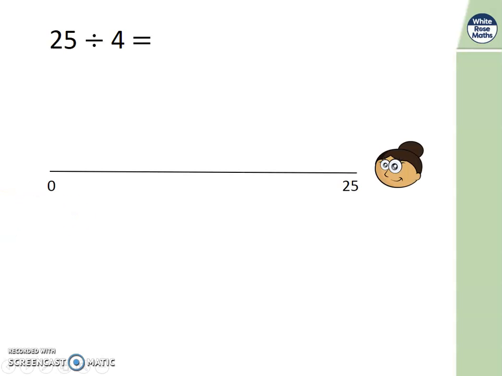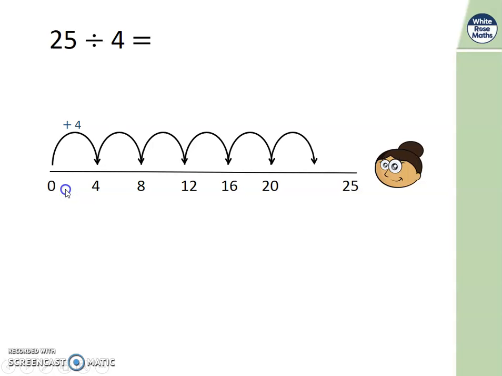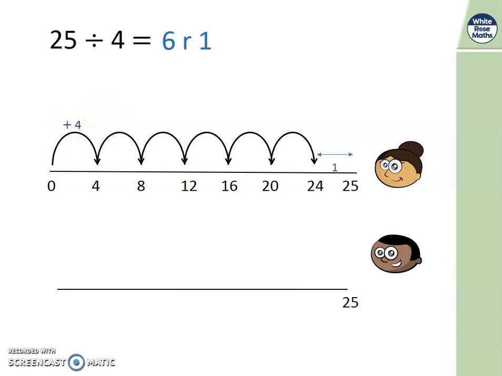First, let's try Dora's method of counting on. This time we're counting on in groups of 4, and we write down where we land. Check your answer. Did you do it correctly? Did you count on correctly in groups of 4? You should have landed on 24, and there were 6 jumps. There is a distance of 1 to get to the 25, so there are 6 whole jumps with a remainder of 1.